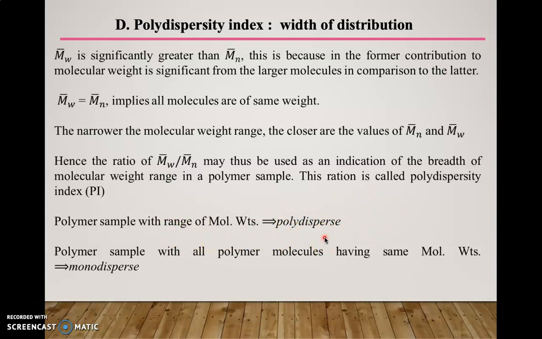So it gives a clear-cut indication of how much polydispersity is present in a particular sample. So it is a rough calculation about the polydispersity of a particular polymer sample, and this particular ratio of Mw upon Mn is what is referred to as the polydispersity index, referred to as PI, capital P, capital I.